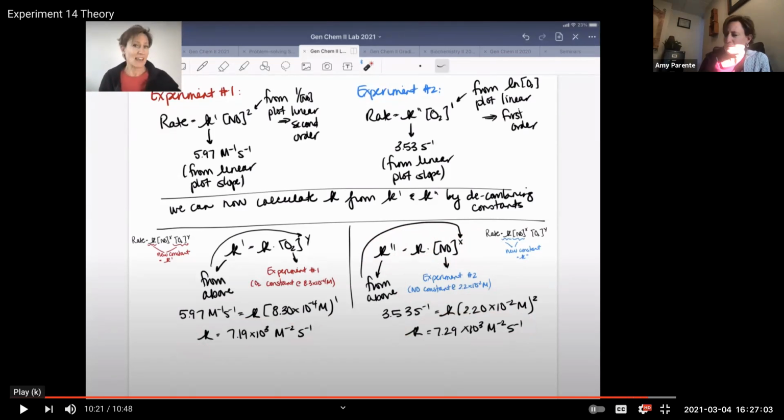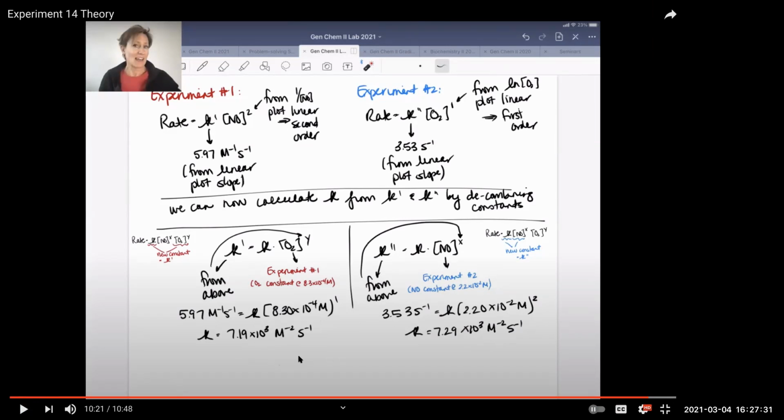Okay, so I'll give you a second. These are the two things that go in as calculations for K. And then when it says, what is the value for K using K prime? What's the value for K using K double prime? That's these numbers that are down all the way at the bottom, okay? Make sure that you have the right units in here as well.